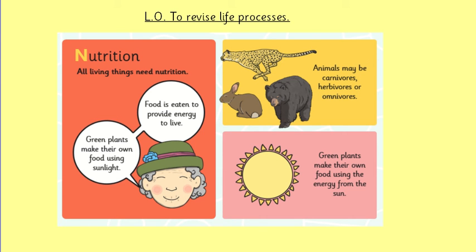Nutrition. All living things need nutrition. Nutrition is the same as food. Green plants make their own food using sunlight, and that's what photosynthesis is. And food is eaten by animals to provide energy to live. Animals may be carnivores, herbivores, or omnivores. A carnivore is an animal that only eats meat, like the cheetah. A herbivore is an animal that only eats plants, like the rabbit or the hare, and an omnivore is an animal that eats both, like the bear and like most humans. And green plants make their own food using the energy from the sun.